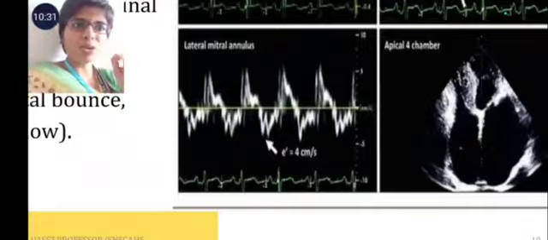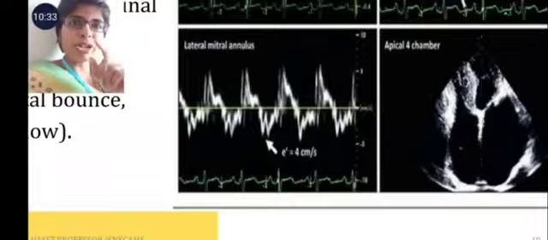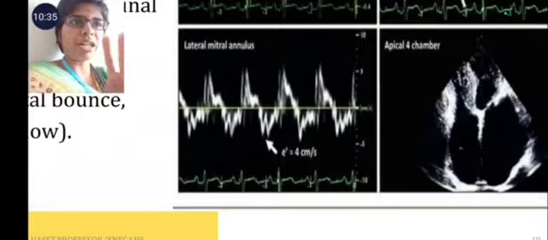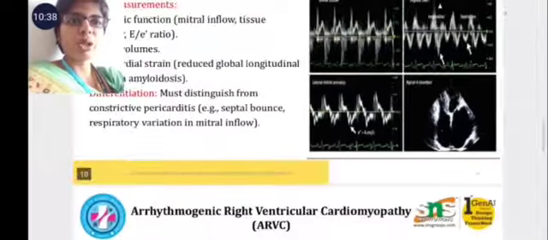E prime is about 4 cm. So usually it is less than about 8 cm. See here, 4 cm. This is apical 4 chamber window.